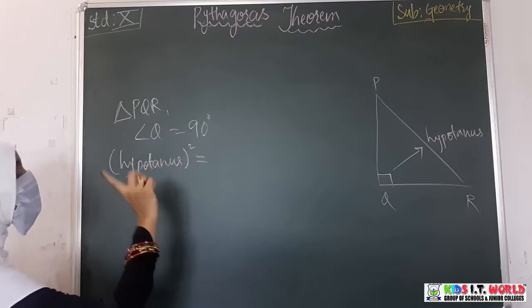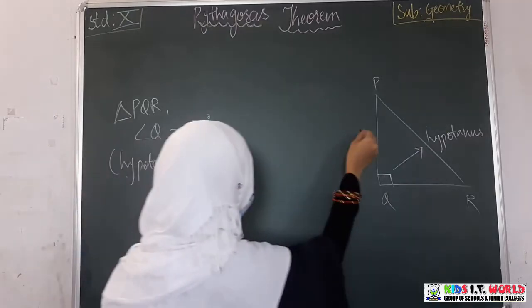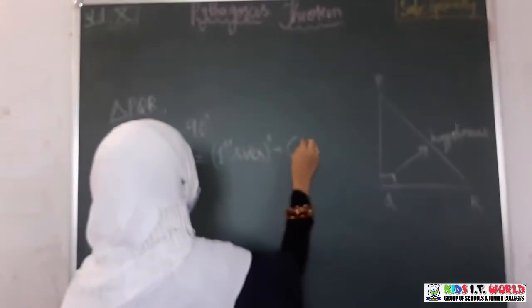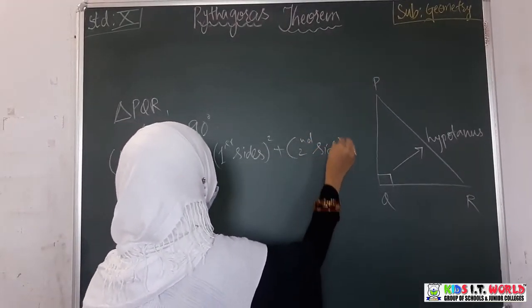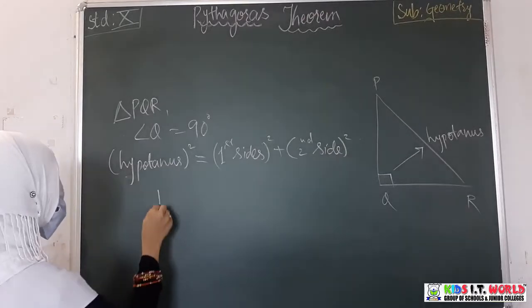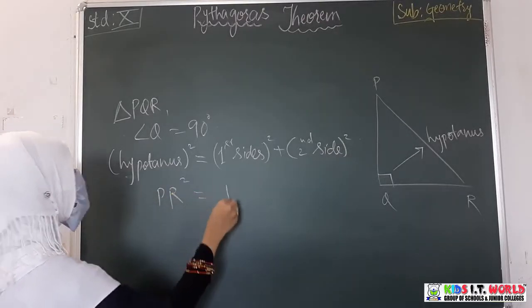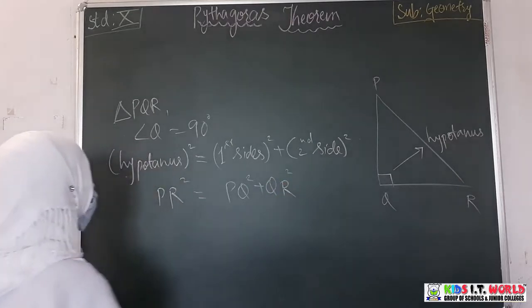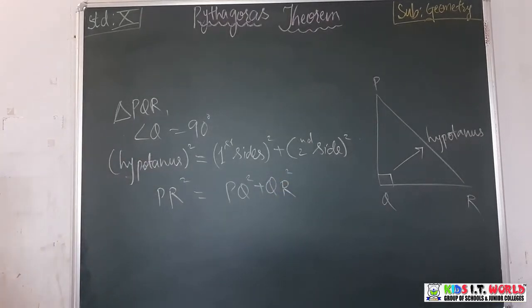Hypotenuse square is equal to the sum of squares of the remaining two sides. Which are the remaining two sides? PQ and QR. So it is the first side square plus the second side square. The hypotenuse is PR here, so PR square is equal to PQ square plus QR square. This is the Pythagoras theorem.